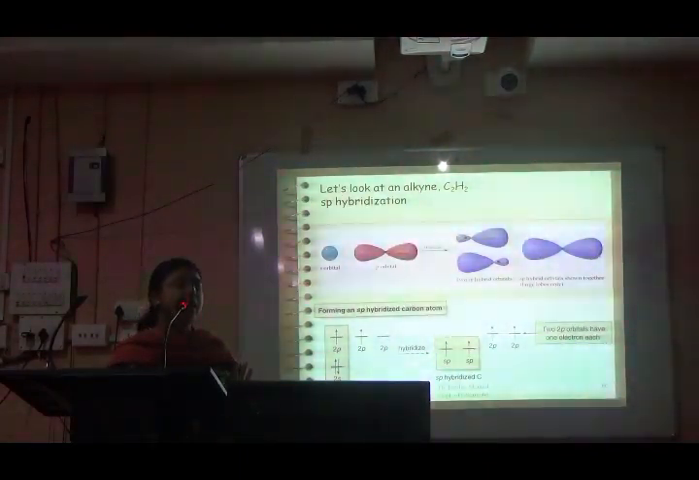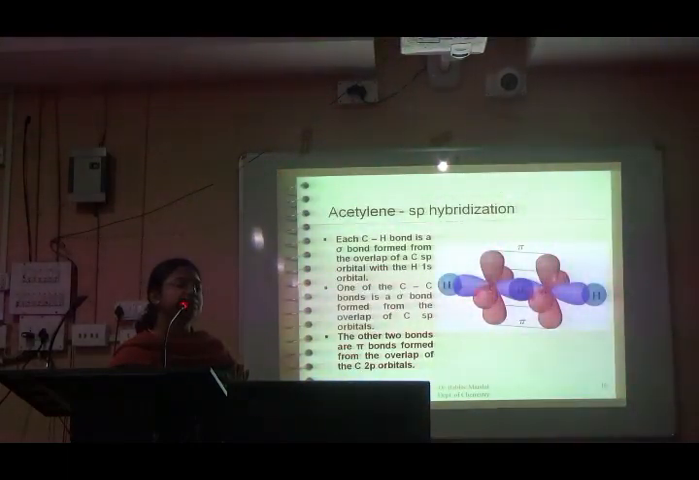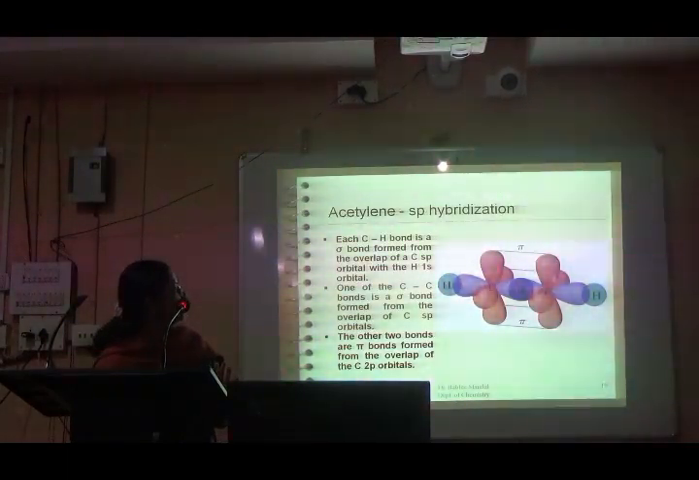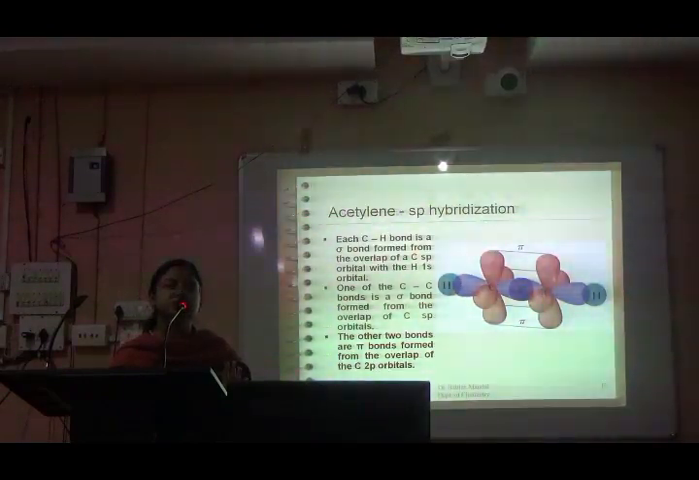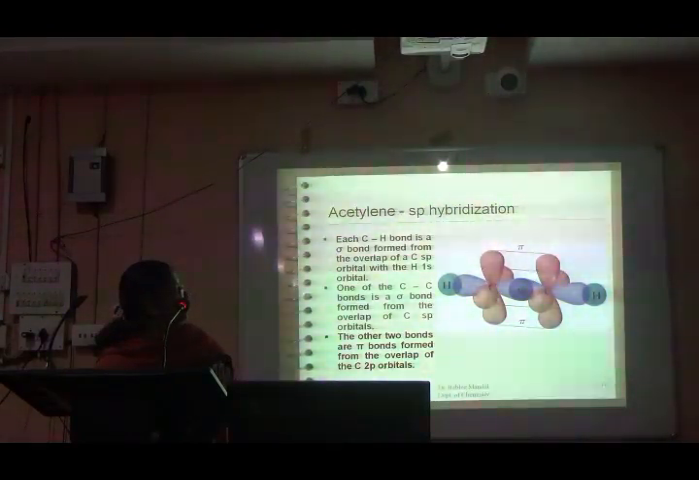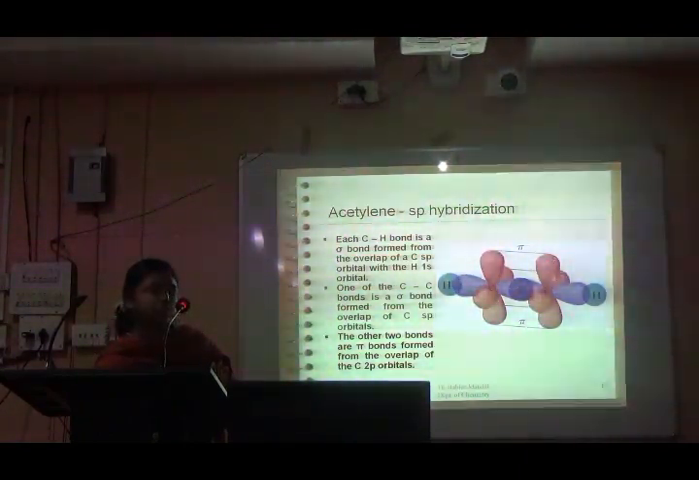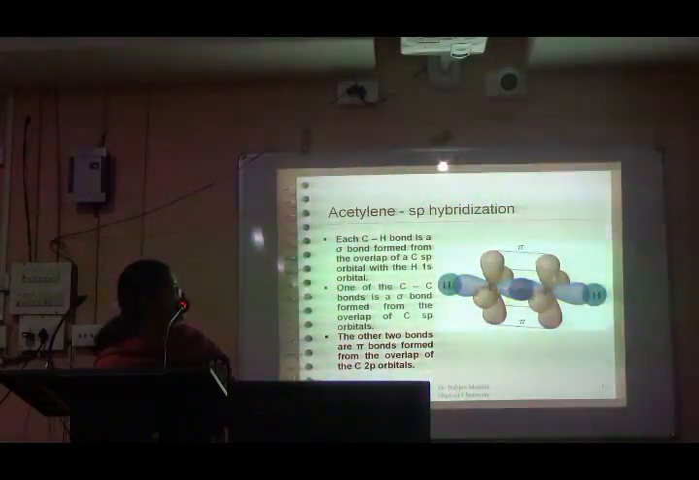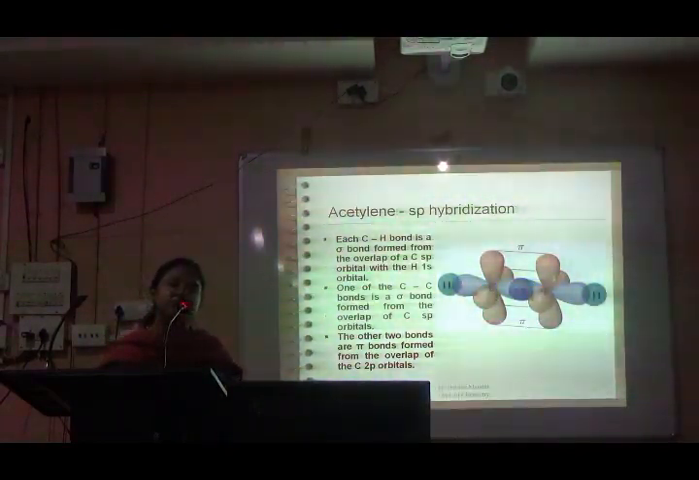And these unhybridized p orbitals, see, there are 2 unhybridized p orbitals, this one and this one, and each p orbital is perpendicular to each other. So the py orbital of one carbon is parallel to the py orbital of the other carbon. They will overlap sideways, forming a pi bond, and the pz orbital of one carbon will be parallel to the pz orbital of the other carbon, and they will overlap sideways, forming the second pi bond.